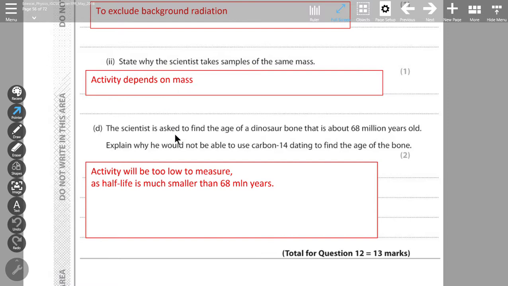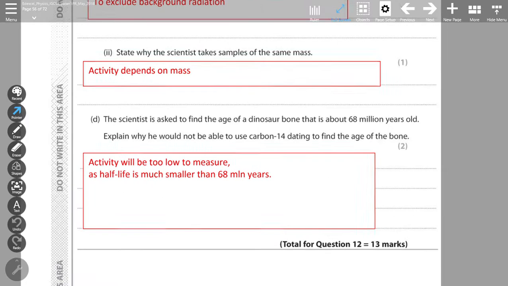The scientist is asked to find the age of a dinosaur bone that is about 68 million years old. Explain why he would not be able to use carbon-14 dating to find the age of one. Activity will be too low to measure, as the half-life is much less than 68 million years.